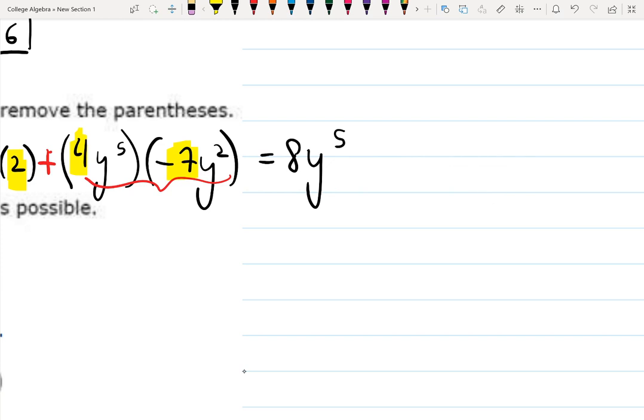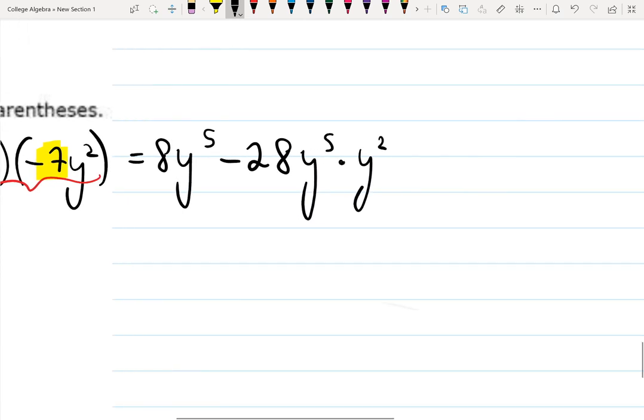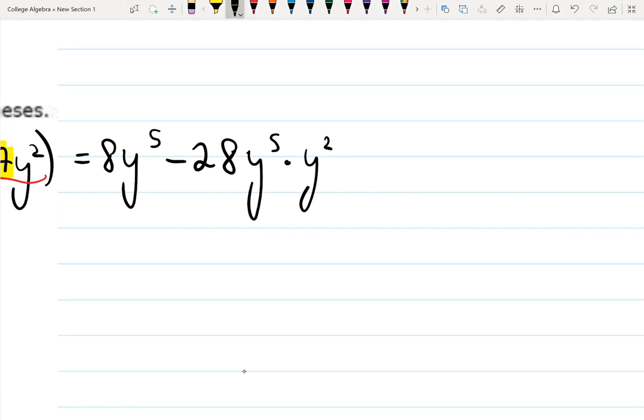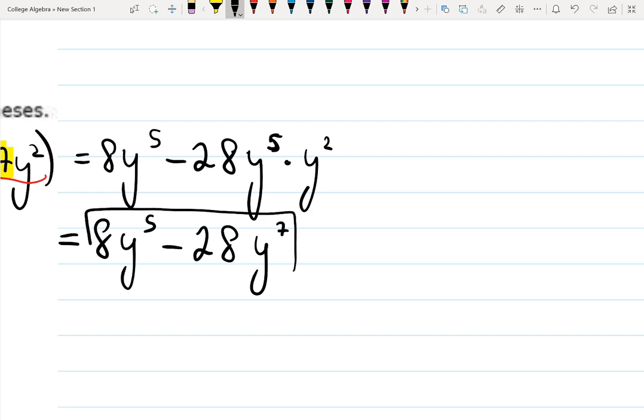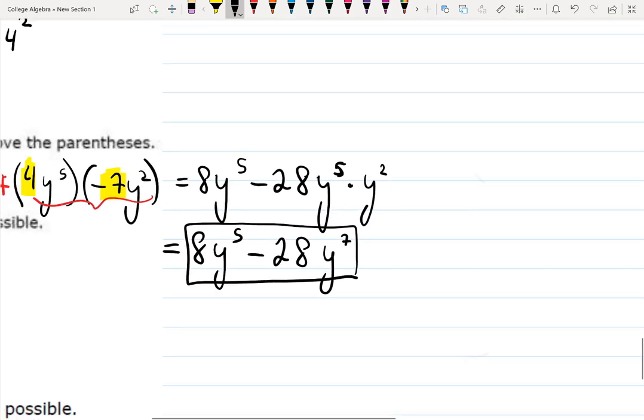And I will have 4 times negative 7, that's negative 28. And then I will have y to the 5 times y squared. That can be simplified. It will be 8y to the 5 minus 28, y to the 5 plus 2 or 5 times 2. Remember the properties of exponents. You need to add them. So 5 plus 2 is 7. And that's the answer. Good job.